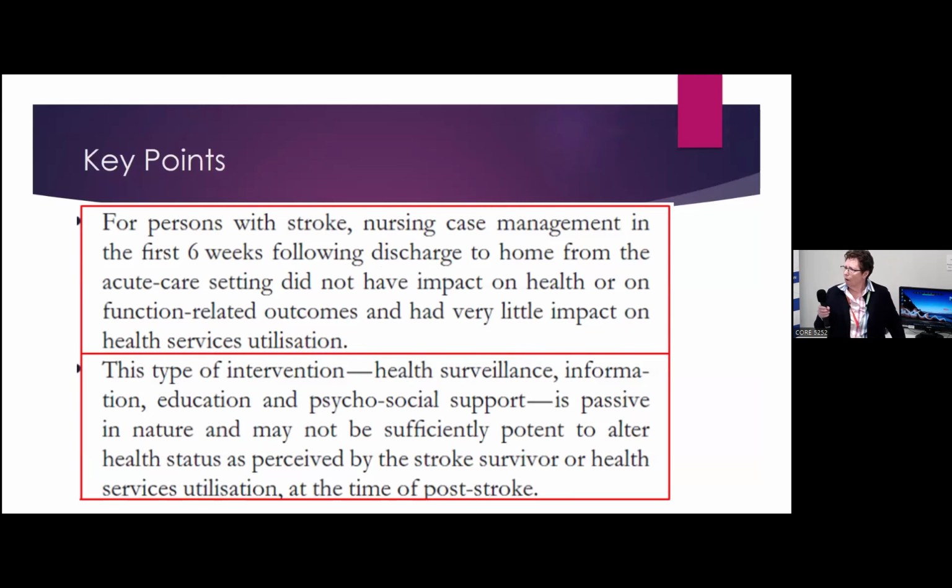So our key point was that it didn't make any difference. It had very little impact on our health outcome, and it had very little impact on health services utilization. The reason is that this was essentially a nursing intervention. They did health surveillance, information, education. It's passive, and it may not be sufficiently potent to alter health status as perceived by the stroke survivor, health services utilization, or time post-stroke.